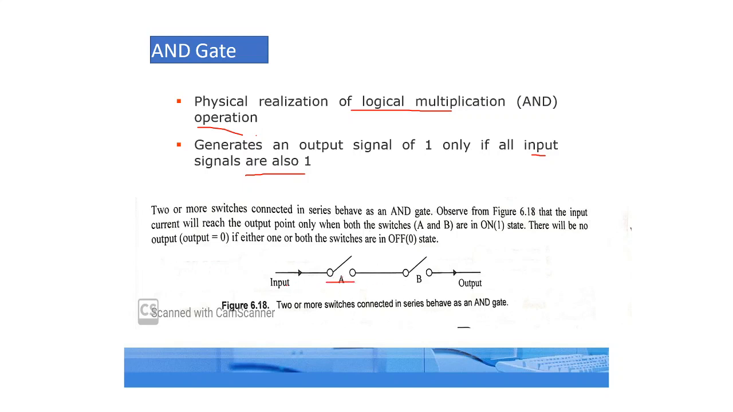So if both the switches are in on state, meaning both the switches are closed, only in that condition does the input reach the output. If any one of the switches, either A or B or both, are in open state, meaning off state, then in that case the input will not reach the output. Same is the case of NAND gate. So two or more switches that are connected in series behave as an AND gate.